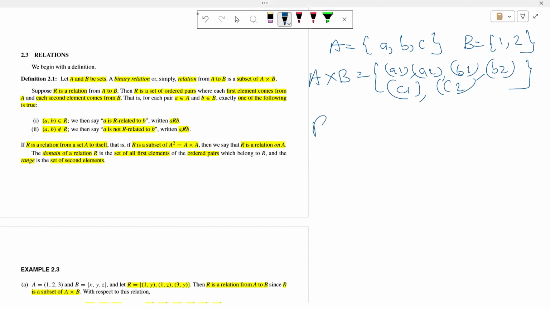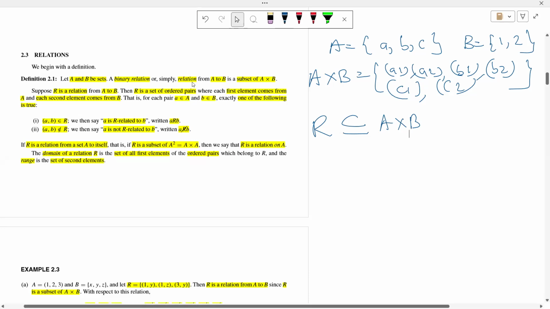Now a relation is a subset of A cross B. If you create some subset from A cross B, each of these subsets we can call a relation. Did you get it clear? Any doubts?